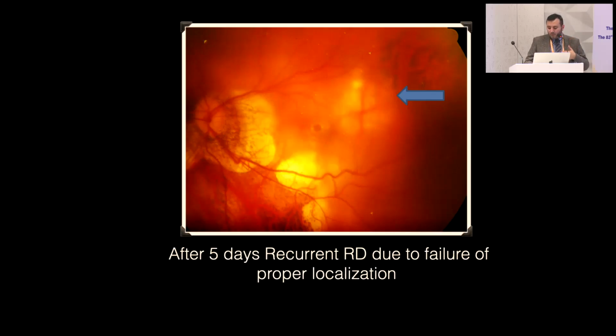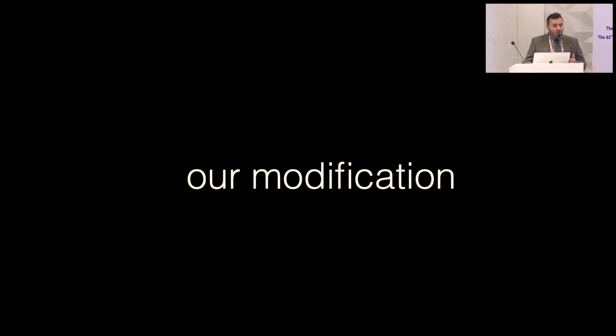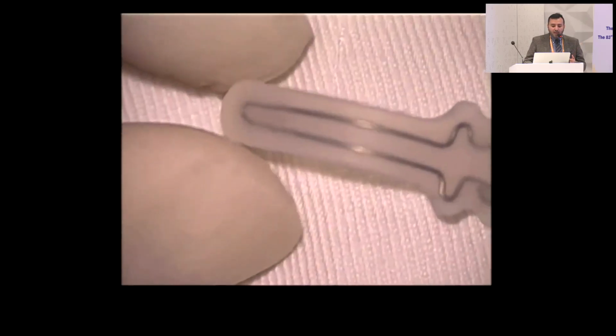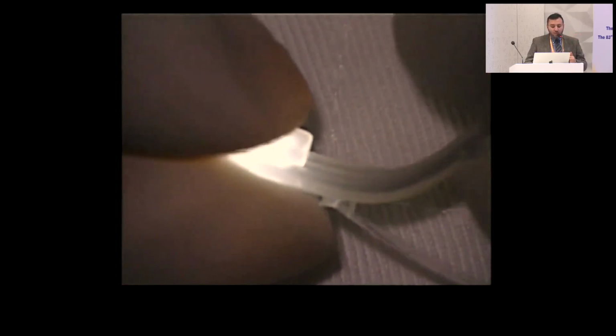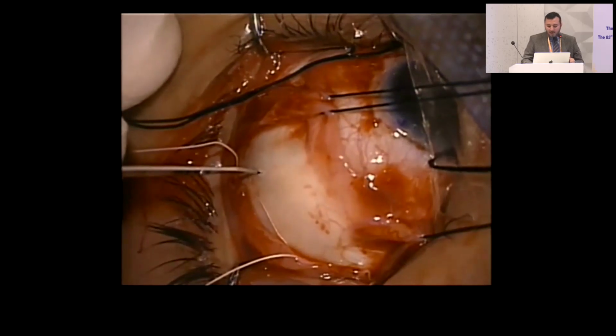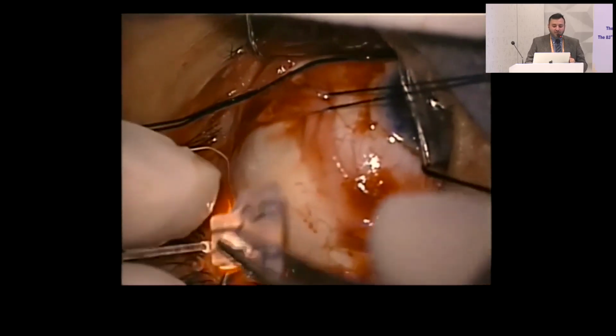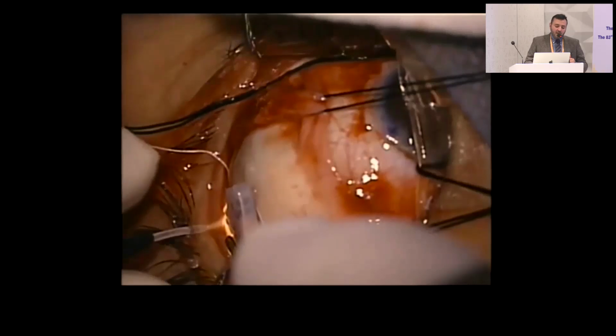So we make a modification in this endoplumb, putting a fiber optic light in this plumb at the end of the plumb, 23 gauge or 25 gauge light. This light, while using it during the operation, I will fix it in the right way at the posterior pole, or at the macula, so increasing the success rate of these cases, as we are going to see in the video.